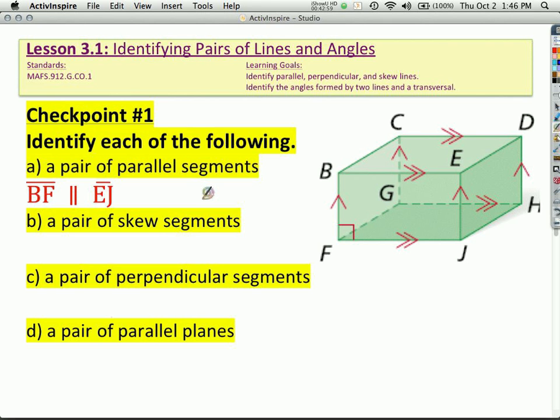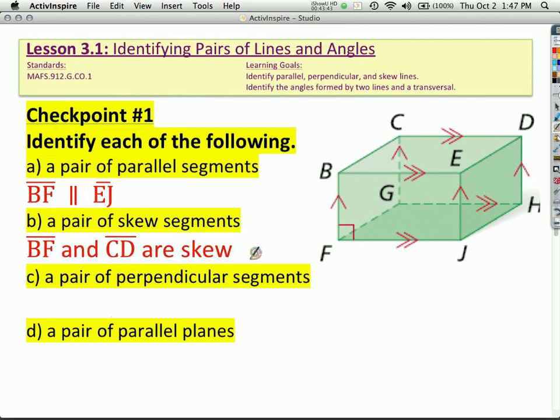Good. What about part B, a pair of skew segments? We've got number 7, 16, and 21. Number 7, what'd you get? Segment CD and R skew. Okay, and number 16 again? Very good. And number 21. Very good. So those are the ones. Segment BF and CD are skew.